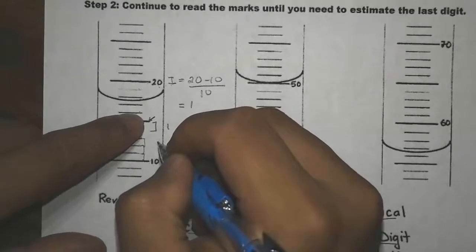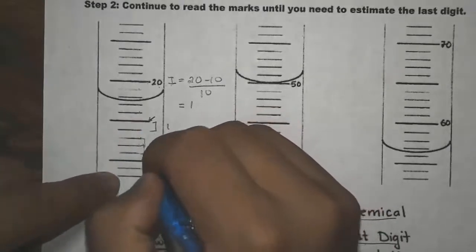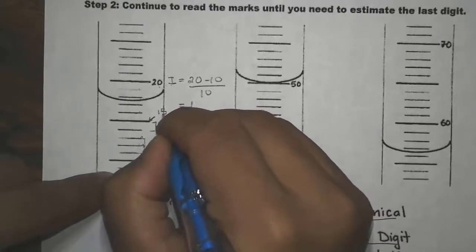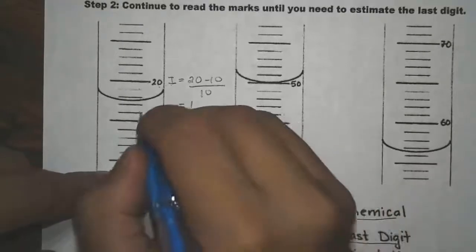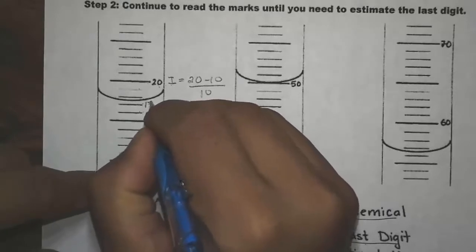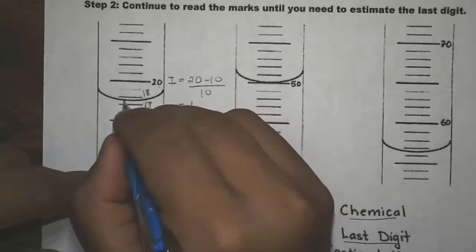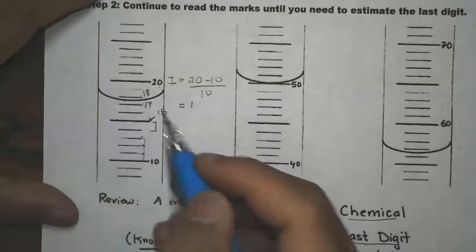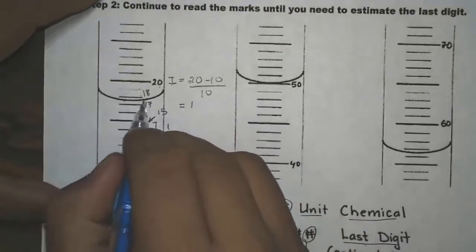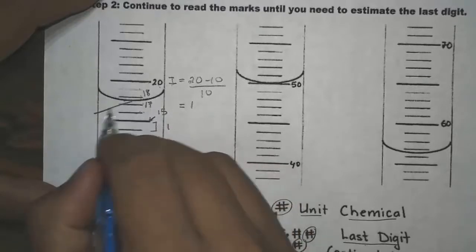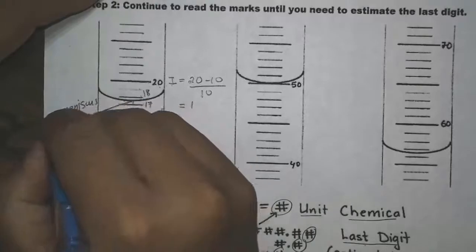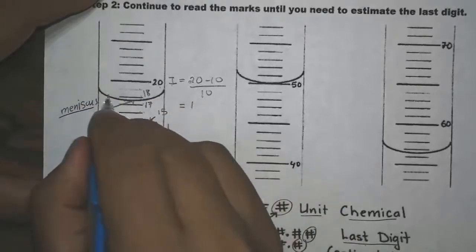So this mark right here must equal 10, 11, 12, 13, 14, 15. So that must be 15. And if we continue to read, this must be 16, 17, 18. So this is where our reading is. Notice how the reading has a curved shape. When we read the volume of a liquid, this is where we do the reading, at the meniscus level, so the bottom part of the curve.